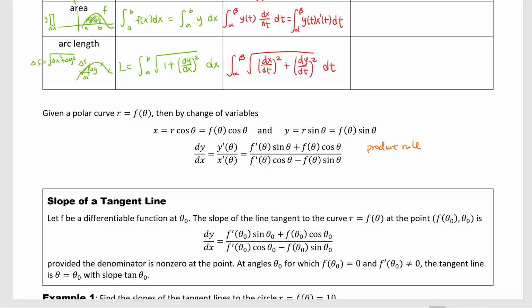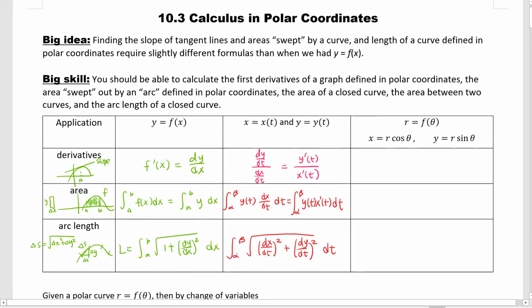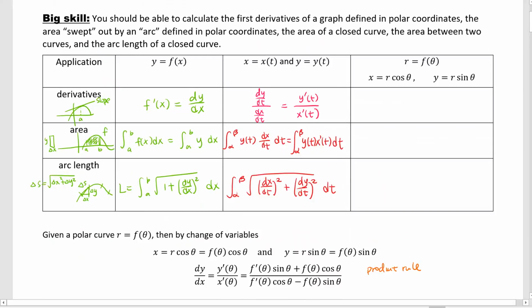So I don't memorize this formula. I know dy dx is y prime of theta over x prime of theta, and then I can use the product rule to deduce this formula when I need it. So just remember the derivative is y prime of theta over x prime of theta, and when we need it, we can use the product rule to derive it.